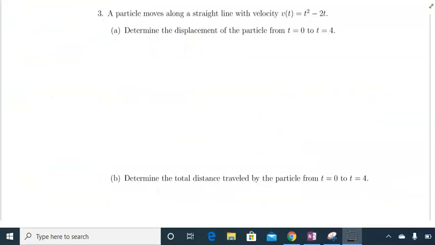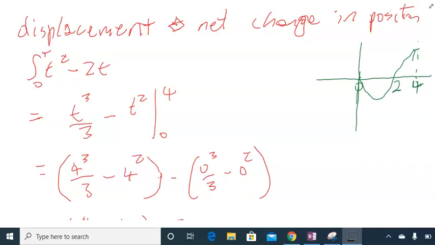A particle moves along a straight line with a velocity v of t equal to t squared minus 2t. Determine the displacement of the particle from t equals 0 to t equals 4, and then determine the total distance traveled by the particle from t equals 0 to t equals 4. And we know that displacement is a net change in position. So again, it could be positive or it could be negative, all right?